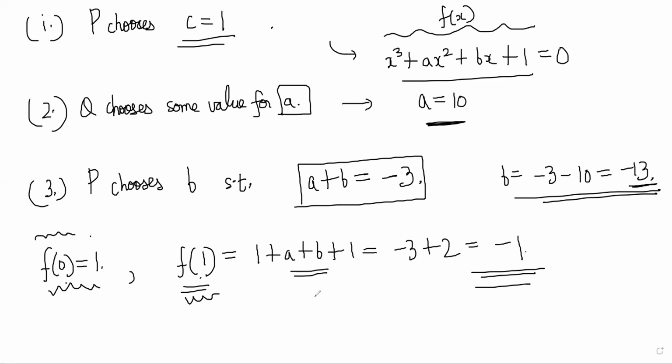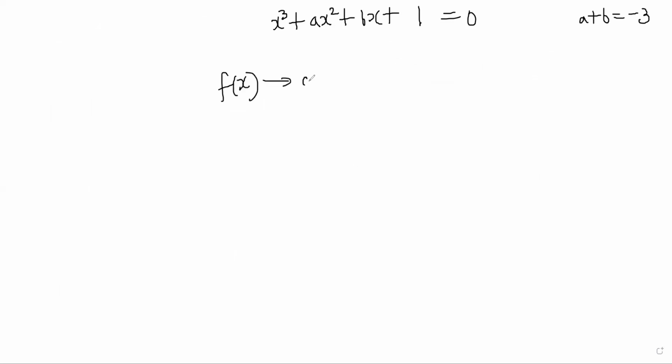If x goes from A to B, then f of x, if it is a continuous and differentiable function, will always take all possible values between f of A and f of B. Right? So by that logic, you know that there is a root between 0 and 1 here, right? And you also notice that for the function x cube plus ax square plus bx plus 1 equal to 0, with a plus b equal to -3, f of x tends to infinity as x tends to infinity, and f of x tends to -infinity as x tends to -infinity, right?